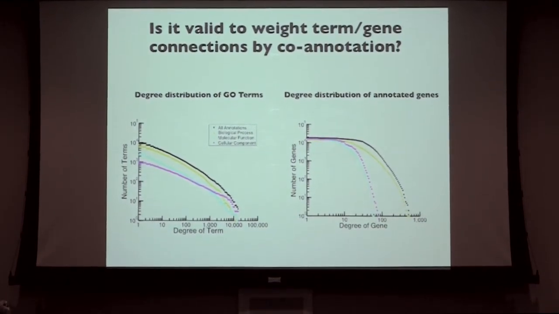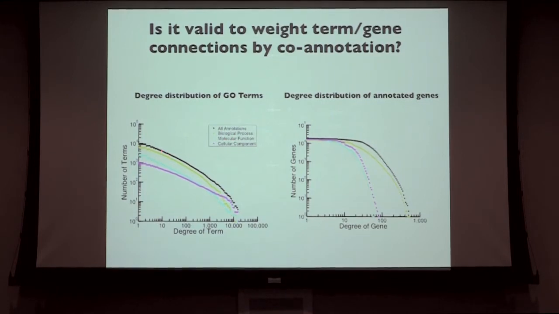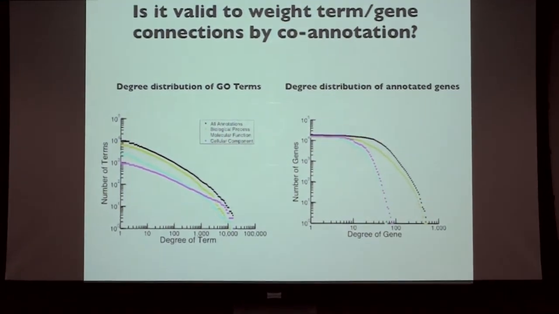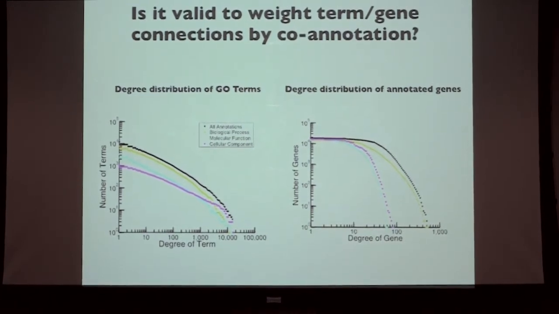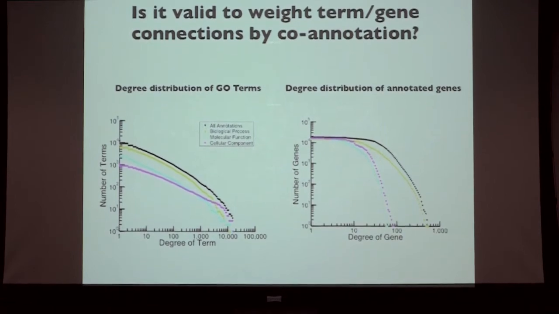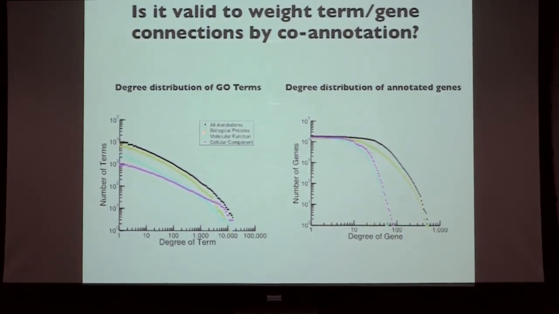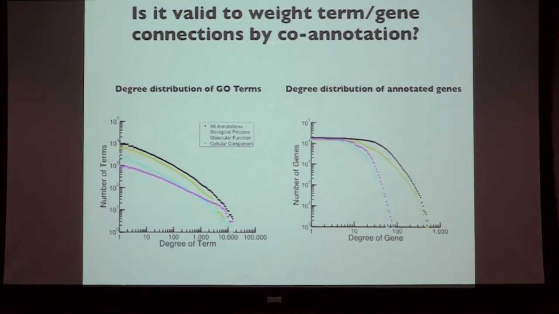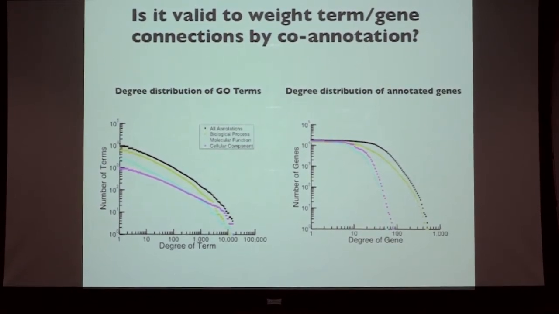So I should say something about what the different colors are. Black represents all annotations. And as I've mentioned, the GO hierarchy is divided into 3 main branches. Those are biological process, molecular function, and cellular component. So historically, the branches are often investigated individually. And so I'm just showing you the basic properties of the 3 different branches, and they're quite similar, in fact.